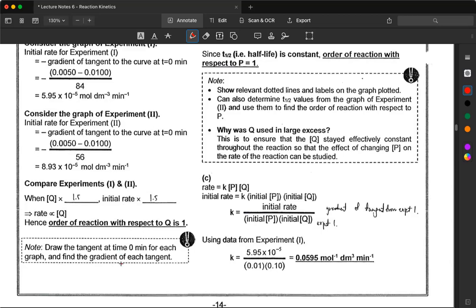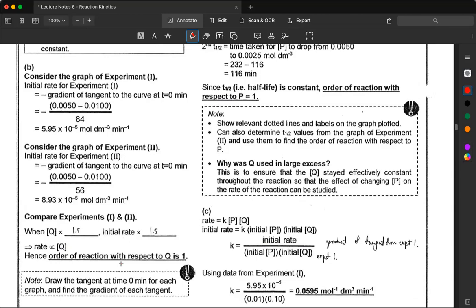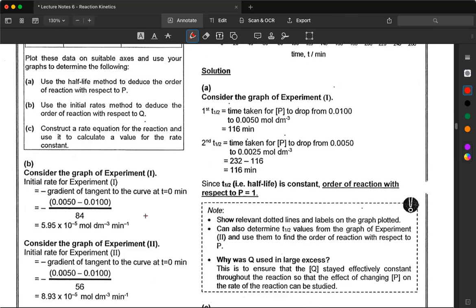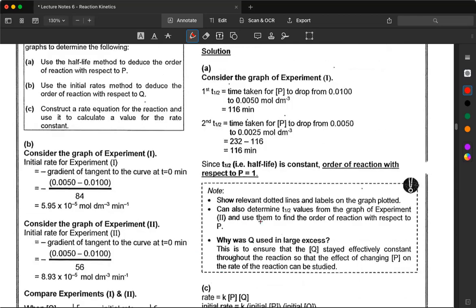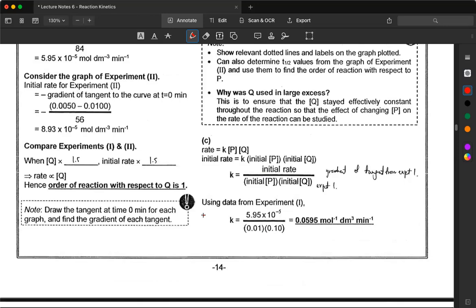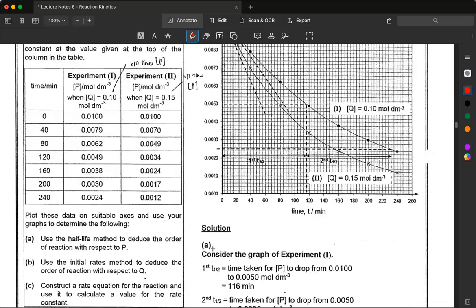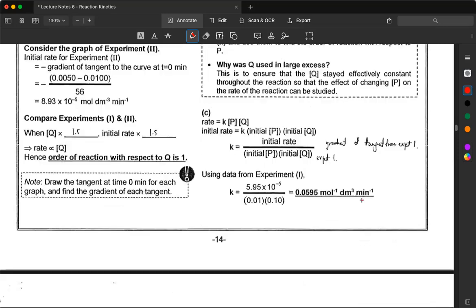It will be easier to draw the tangent at the initial time, equal to 0. This is easiest. Then you construct a rate equation and calculate the rate constant. Very standard question actually. So rate equals k times concentration of P times concentration of Q. Then you can just use the data from experiment 1 directly, any one of the data. Just plug in the concentrations of P and Q respectively, and you get the k and also the units as well.